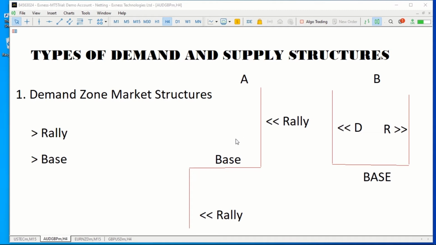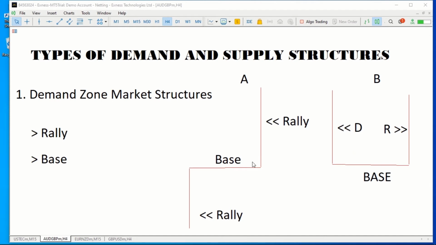So this particular demand market structure is where demand is located at the minor levels in the market, as compared to the second case study where we have down move, consolidation, up move, technically drop, base, rally, where our demand is located at the extremes of the demand curve, or at the major demand zones.